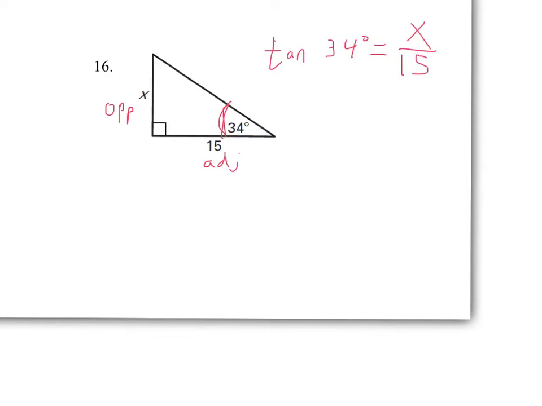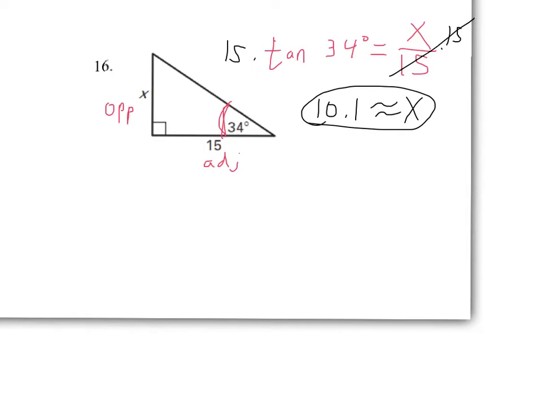The order does matter. You've got to put the correct one on top, the correct one on bottom. To get the x by itself, we will again multiply both sides by 15. And so you'll type that into your calculator, 15 times tangent 34. And you get 10.1, so x is approximately equal to 10.1. All right, let's go to the next page.